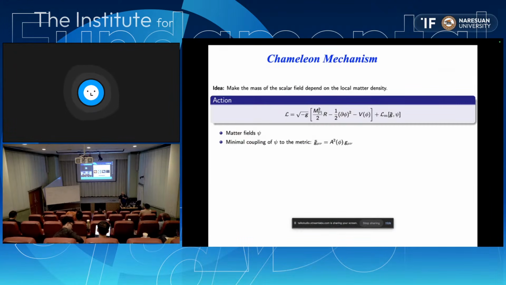Okay. And the first one I'm going to tell you about is the chameleon mechanism.